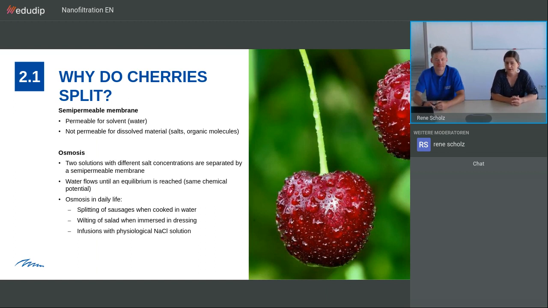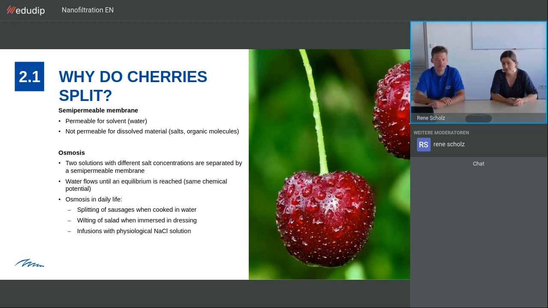So what did happen here? We saw an example for osmosis. The cherry skin in this case is a semi-permeable membrane, which is permeable for the solvent, in our case water, but it's not permeable for the dissolved materials. In this case, mainly sugars, but can be all kinds of organic molecules and salts. In osmosis, we always have 2 solutions with different concentrations. Since only the water can cross the membrane, an equilibrium is reached not by the movement of dissolved material, but by the movement of water. So water flows until the chemical potential in the 2 solutions is equalized.